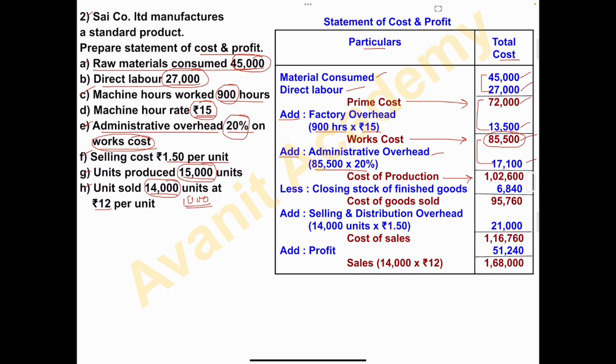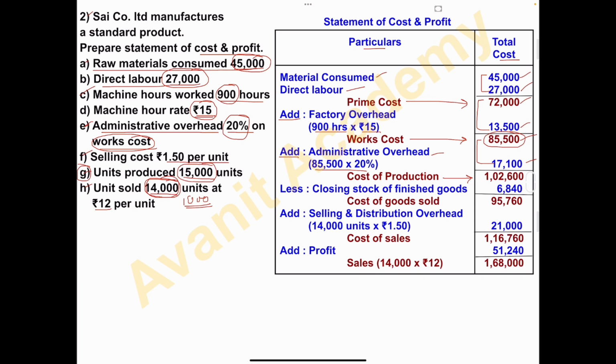In this problem, they have not given information related to opening stock of finished goods. But by certain information, we can calculate closing stock of finished goods. And the value of closing stock of finished goods, we have to deduct from the cost of production amount. So see the point G and H. During this period, how many units are produced? 15,000 units, correct? So out of this 15,000, how many units are sold? 14,000.